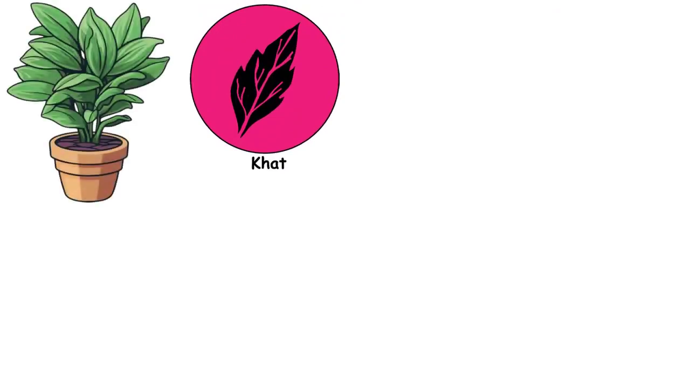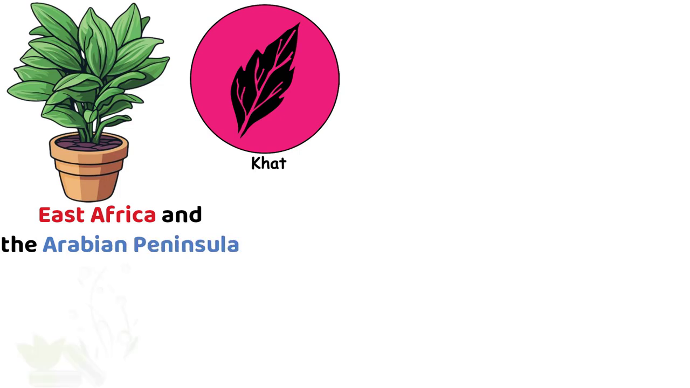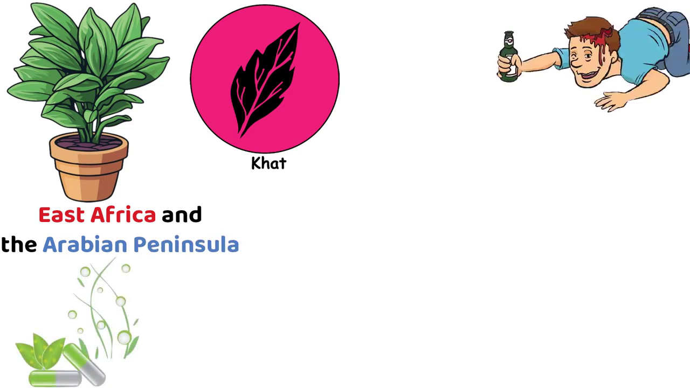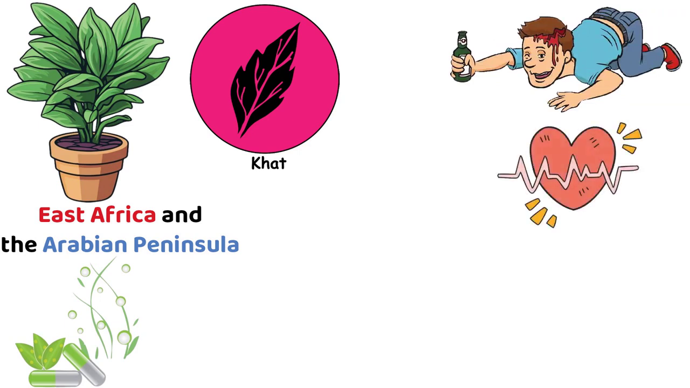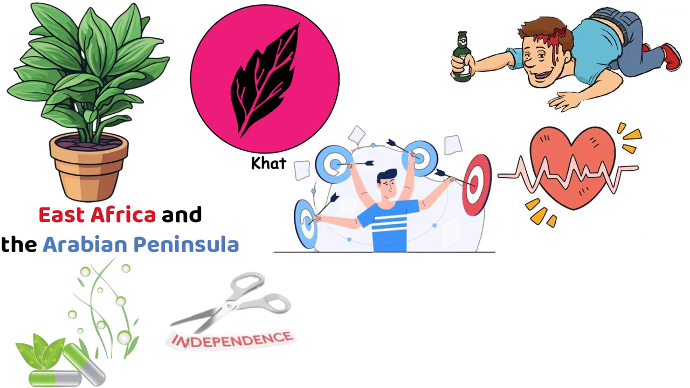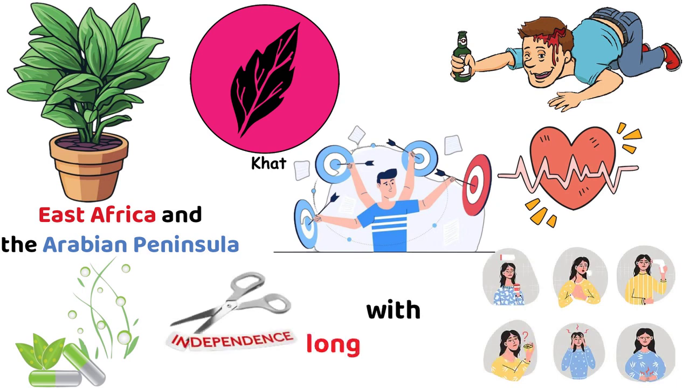Khat. Khat is a plant native to East Africa and the Arabian Peninsula whose leaves contain stimulant compounds. Chewing khat can produce feelings of euphoria, increased energy, and improved focus, but it can also lead to dependence and health problems with long-term use.